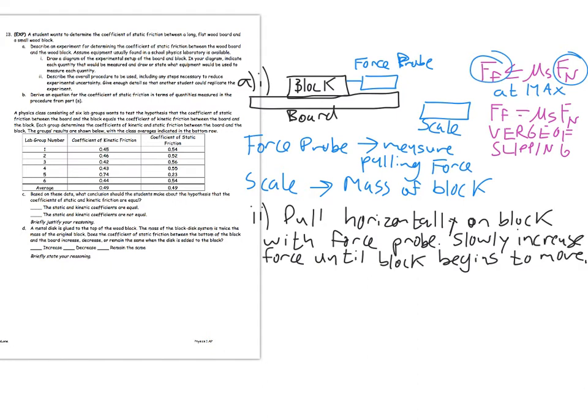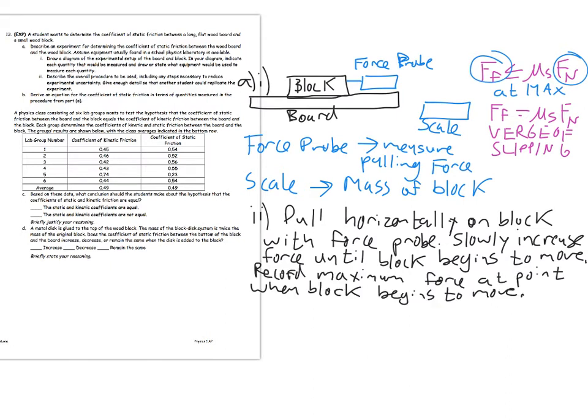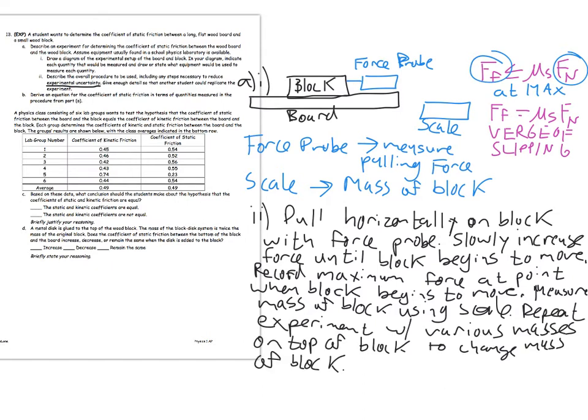We're going to want to record that maximum force when the block begins to move, because at that point, that pulling force is going to be equal to the maximum force of friction. The other thing we want to do is get the mass of the block using our scale. So there we have our basic procedure. In order to reduce experimental uncertainty, I would say repeat this experiment putting masses on top of the block so we get a variation in the mass of the block. So there's our setup for part A.